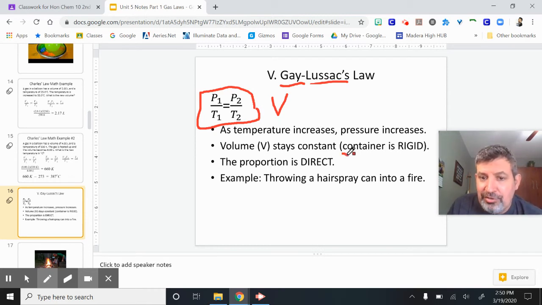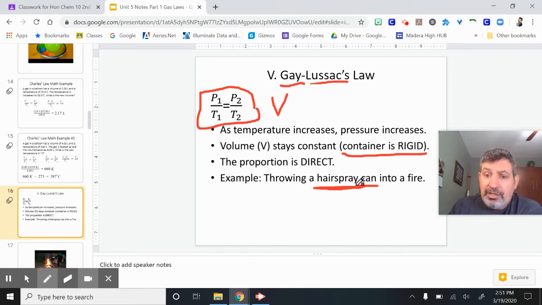This means the container is rigid. So imagine a hairspray can. Those things are under pressure. You stick them in a fire. The volume cannot get much bigger than it already is. We consider that a rigid container. In reality, it does flex as it gets hotter, but in our questions, we're assuming that's not happening. It just breaks. Okay, it explodes.